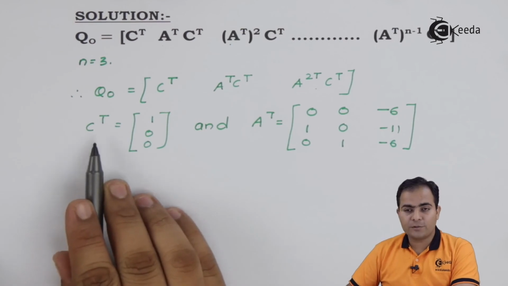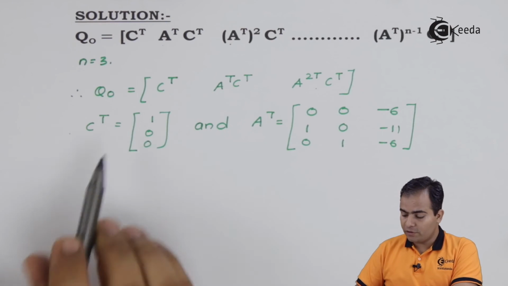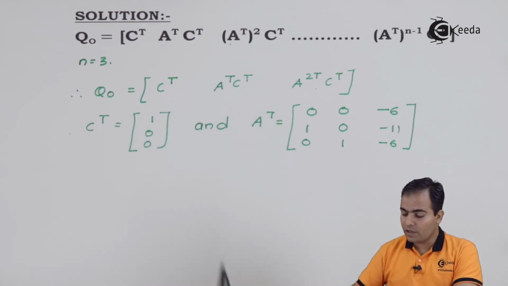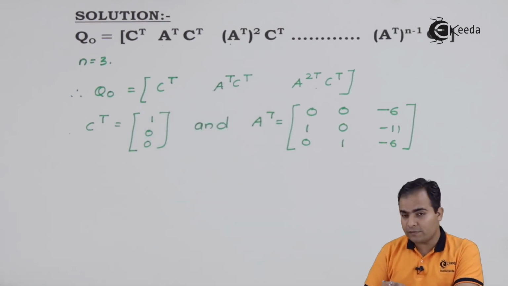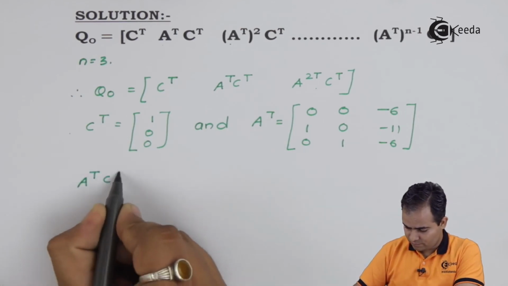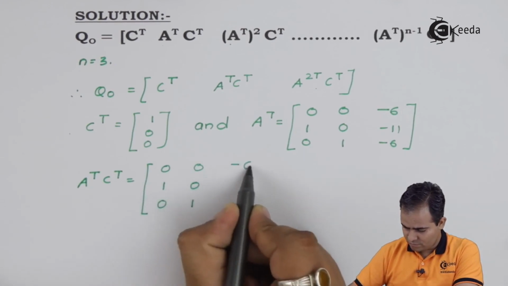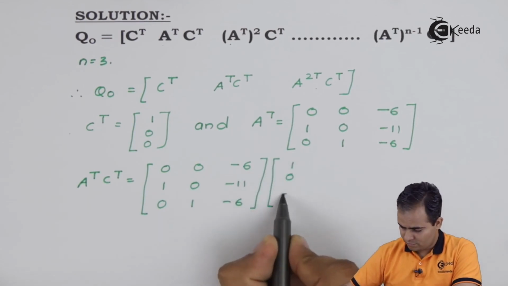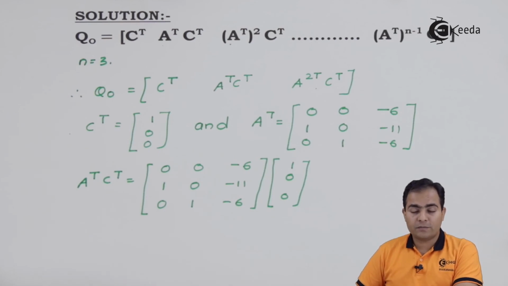So this is our C transpose and A transpose. The first column you will get directly from the C transpose matrix, but for the second column you have to multiply A transpose with C transpose. So first of all, we'll find out the product of A transpose and C transpose. Now, what will be the answer of this product?